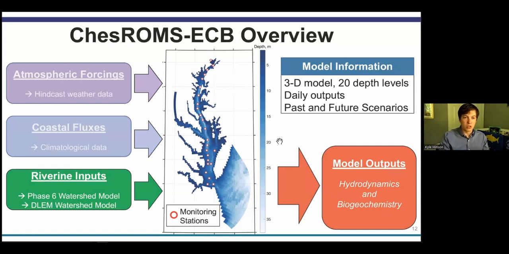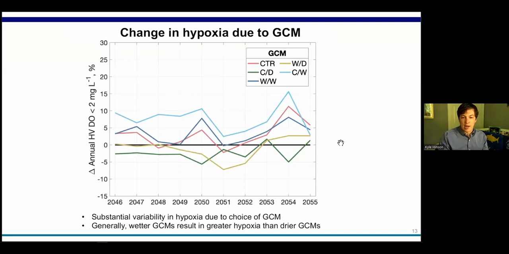So to get right into the results, here I'm showing the change in hypoxia over a future 10-year period from these 5 GCMs, so just the change due to your choice of global climate model. And the y-axis is showing the change in annual hypoxic volume for dissolved oxygen levels less than 2 milligrams per liter in percent. And we see right away that there's pretty substantial variability in changes of hypoxia due to your choice of global climate model. But generally, wetter GCMs produce more hypoxia than drier GCMs because of increased runoff and nutrient loading. But this is just for a single downscaling method and watershed model.